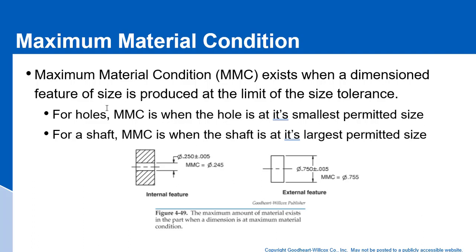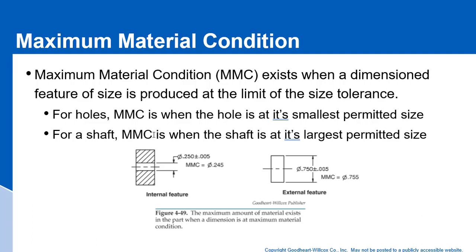You need to think about these things differently if it's an inside feature like a hole versus an outside feature like a shaft. For the hole, the MMC is the hole when it's at its smallest size, because the smallest hole is going to have the most material. So the MMC condition is when the hole is its smallest that is allowed by tolerance.